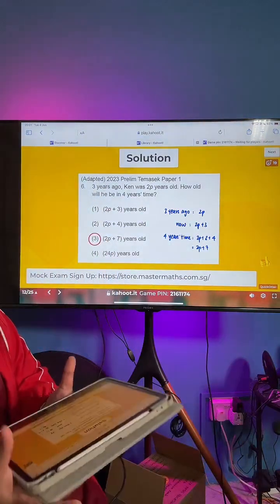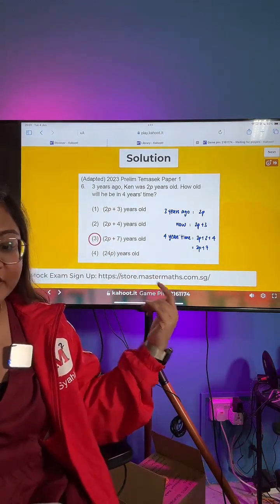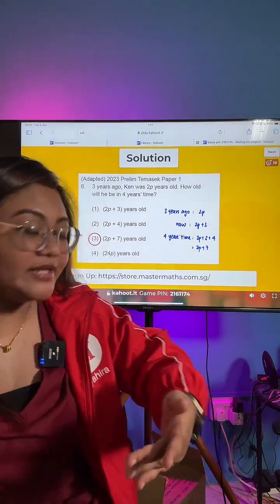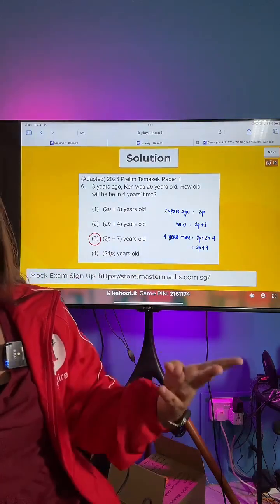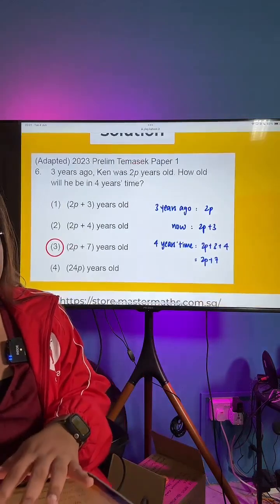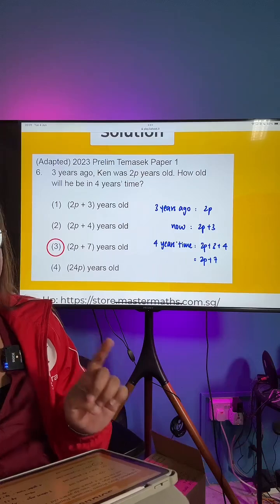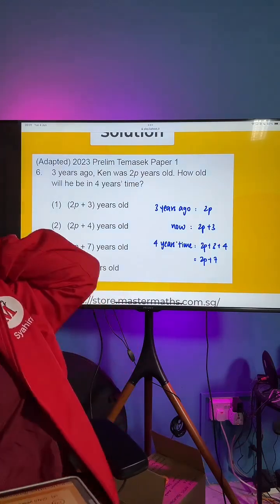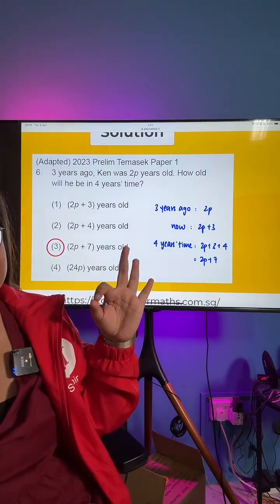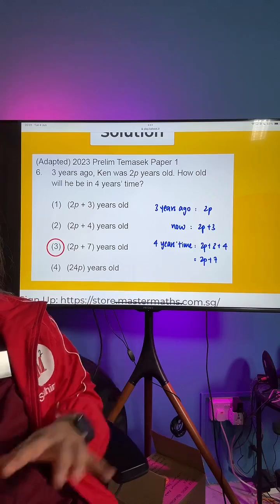Alright. Okay, I will repeat this one more time. 3 years ago, you are 2p. Right now, you age 3 years, right? So you have to add 3 because you age 3 years for right now. Then 4 years' time, you add another 4, okay? Your answer will be 2p plus the 7. Got it? Can everybody understand? Any questions?